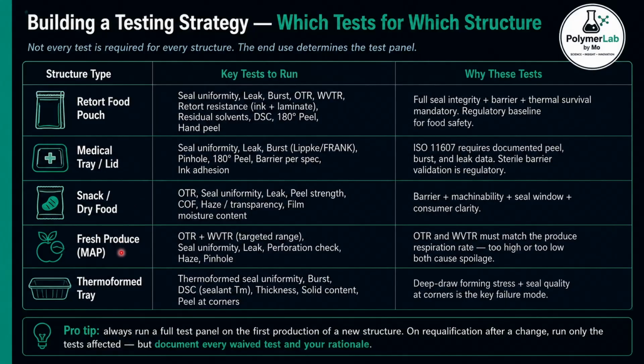Fresh product in modified atmosphere packaging adds a different dimension. The OTR target is not just a maximum, it's a range. Too low and CO2 accumulates. Too high and the atmosphere equilibrates too quickly. You need to characterize the film's OTR and match it to the product respiration profile. This requires more testing, not less, because you are optimizing a dynamic system.